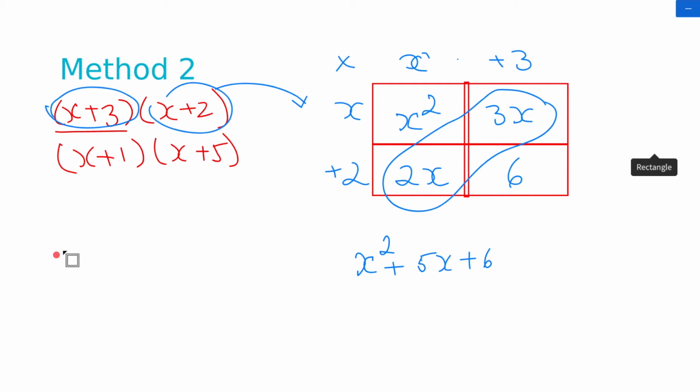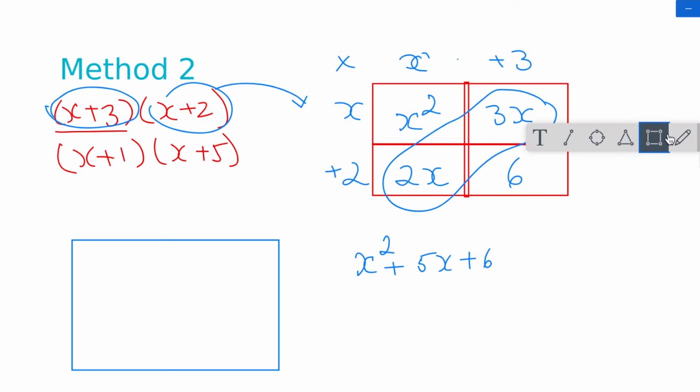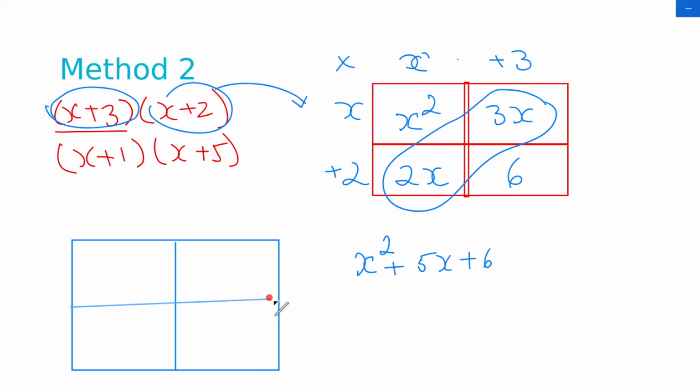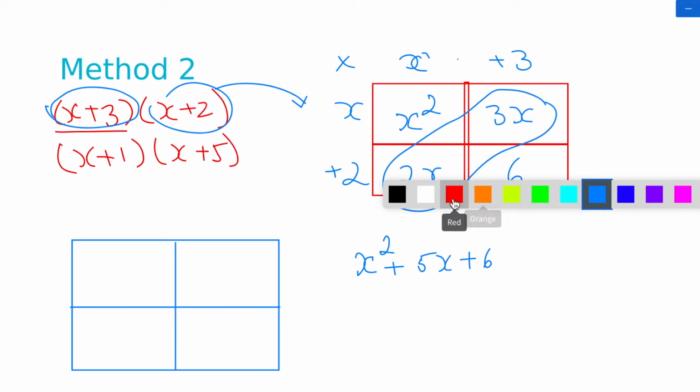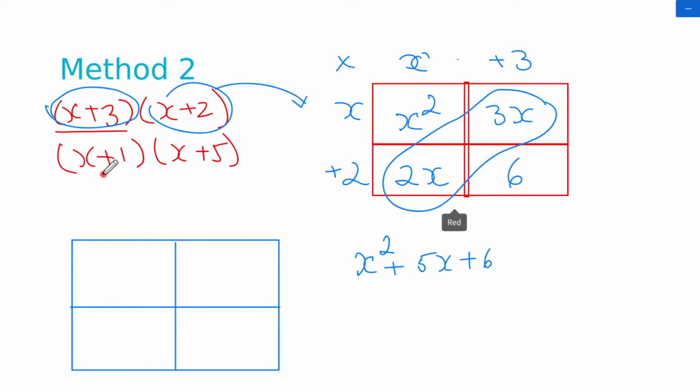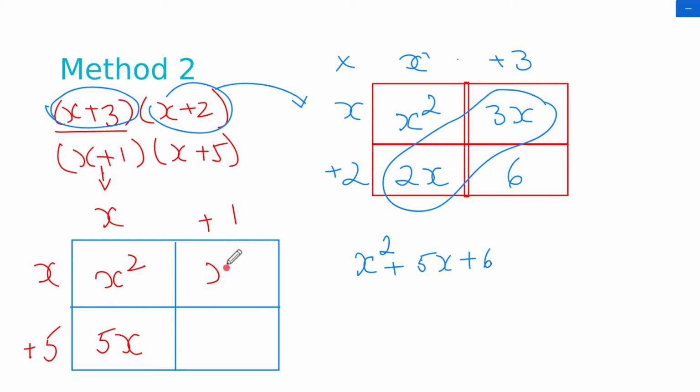Okay, so now quickly I'm going to do another table because I want to do one more of these questions using this method. I'm going to do this one. Okay, let's get the red. I'm going to put this one there: x plus 1, and this is x plus 5. Okay, so you only need 4 squares. x times x is x squared. 5 times x is 5x. x times 1 is x. 5 times 1 is 5.